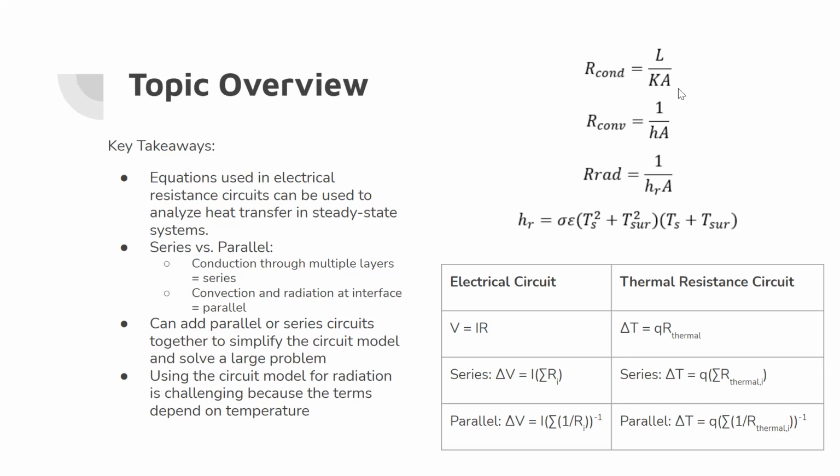And then on the right here, you can see some key equations that we're going to be using for this approach. So there's the resistances for conduction, convection, and radiation. And then the heat transfer coefficient for radiation is shown as well. And then in this table below, you can see the analogy between electrical circuits and the thermal resistance circuit. So for V equals IR, that corresponds to delta T equals Q times thermal resistance. And then the series and parallel equations are shown as well.